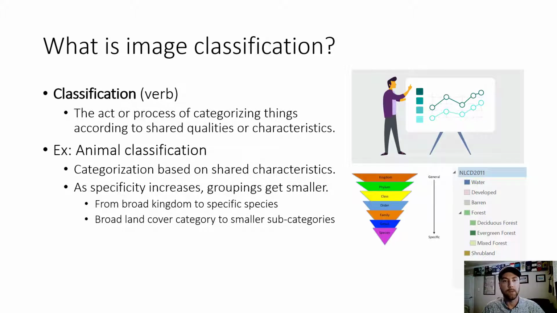And I always like to use the example of animal classification. From kingdom all the way down to species, as you drill down farther and farther, those subgroups get tighter and tighter and more specific, right? And it's the same thing with classification. We might have a high level, like forest, for example, but within forest, we might be able to drill down even farther and say that forest includes deciduous trees, evergreen trees, maybe chaparral, things like that, right? So classification is based on shared characteristics, and as the specificity increases, groupings get smaller, right? So the broad land cover category gets down smaller and smaller with each different level.